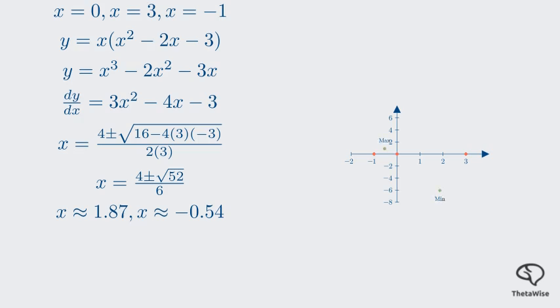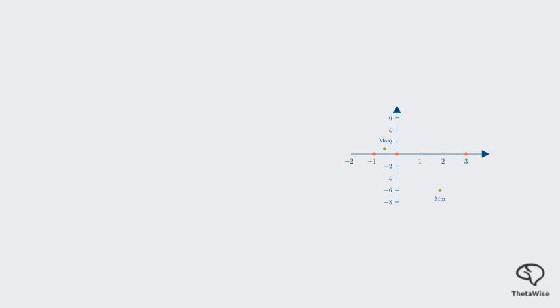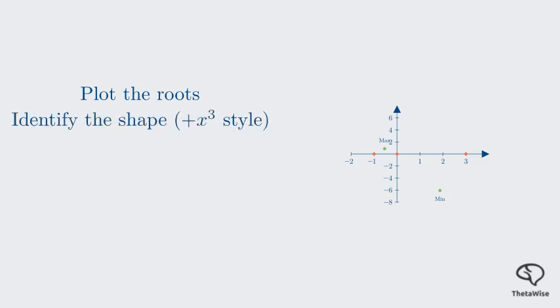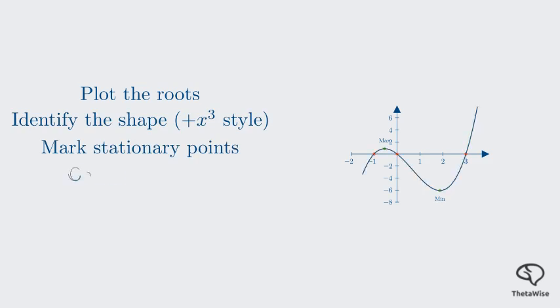Looking at our roots, x equals negative 0.54 must be the peak or maximum between negative 1 and 0. x equals 1.87 must be the valley or minimum between 0 and 3. To sketch, first, plot the roots. Second, identify the shape. Since it is a positive x cubed, it starts bottom left and ends top right. Finally, mark the stationary points calculated from our derivative. By combining our knowledge of roots and stationary points, we can draw a perfectly accurate sketch of a cubic function.